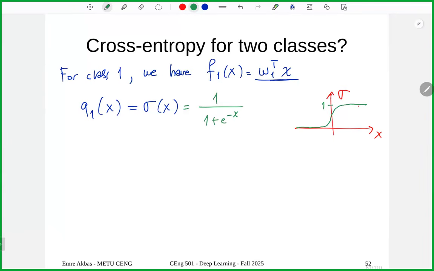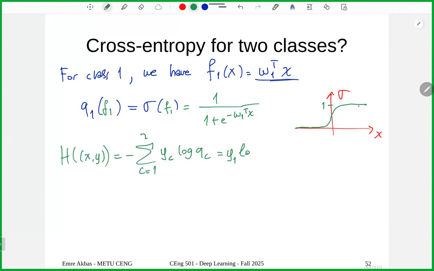So we apply this to F1. So what we get here is W1 transpose X. Now this is the expression. When I give an input to this model, Q1 is the predicted probability for X belonging to that class. And when I write cross entropy for this specific example, I have only 2 classes, minus the sum of YC log QC, right? This is the expression for cross entropy.